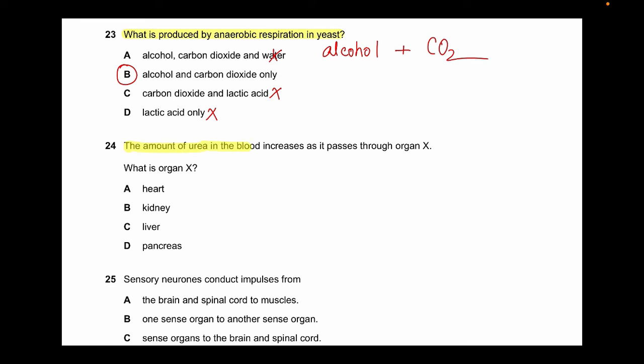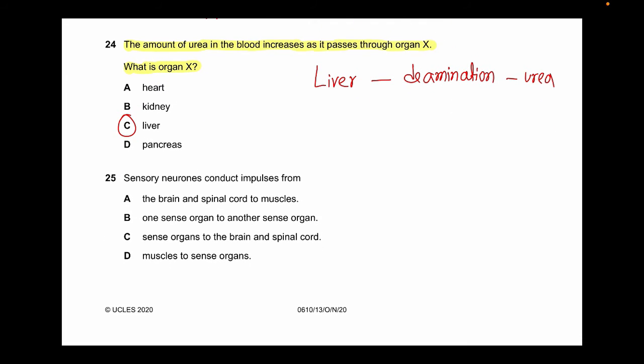The amount of urea in the blood increases as it passes through the organ X. What is organ X? Now we know that the liver is responsible for the process of deamination. Now deamination produces urea. So definitely when the blood passes through the liver, it will be higher in concentration with urea.